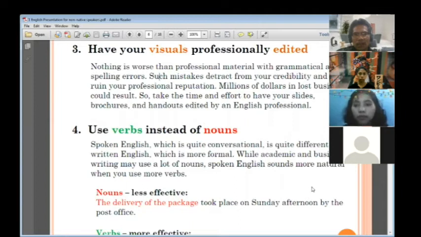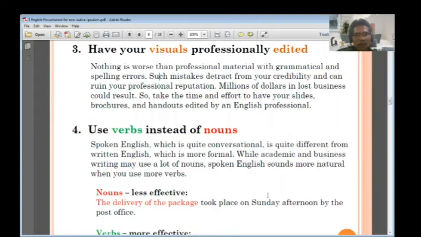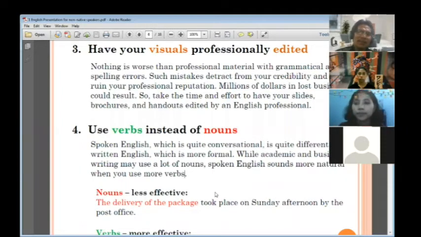Okay, in academic and business writing, we may use lots of nouns. Spoken English sounds more natural when you use more verbs. It's going to be a little bit different between spoken and written English. In English speaking or in public speaking, you have spoken English, not written English, right?